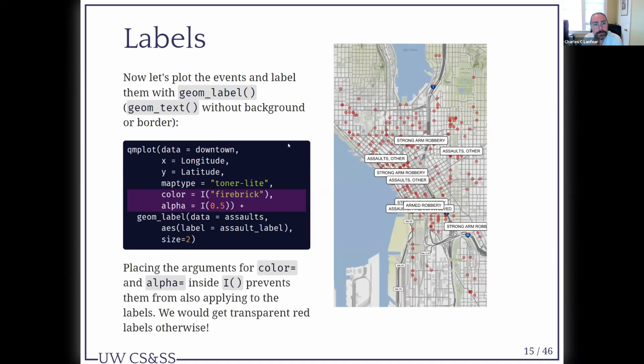Now what I'm going to do is I'm going to say, take my quick map plot. My data is my downtown data.